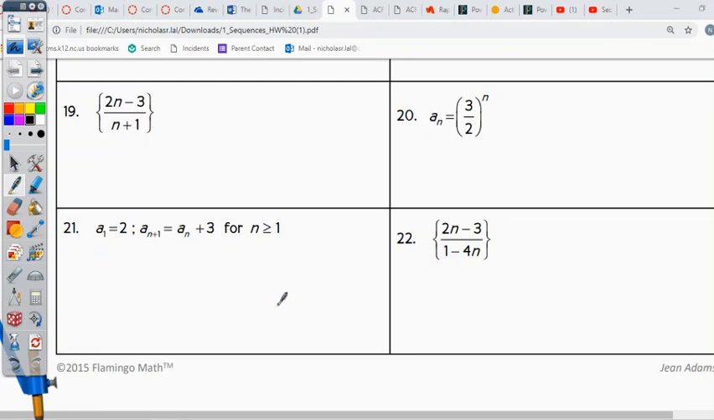Okay, so let's think about this. The first term is 2. The next term is going to be the previous term plus 3, so the next term is 5, 8, 11. If we want to write this in explicit form, which is good practice, what would a_n be equal to?